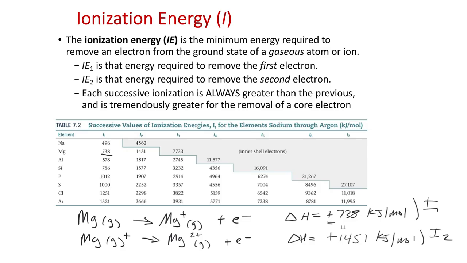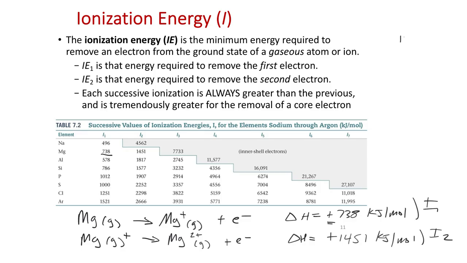I'm not going to do it, but if you wanted to calculate the energy it takes to remove both electrons, it's going to be 738 plus 1451, so a little bit over 2100 kJ per mole. Now, when we get to I3, you'll notice I3 is tremendously bigger. This gets at the whole thought that each successive electron removed takes more energy than the previous. It should make a lot of sense when we think about what's going on.